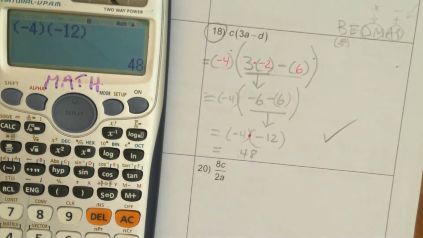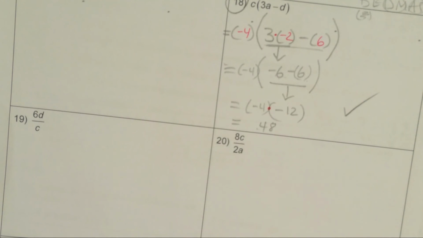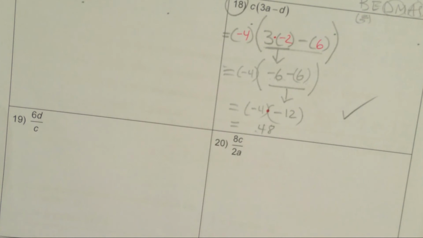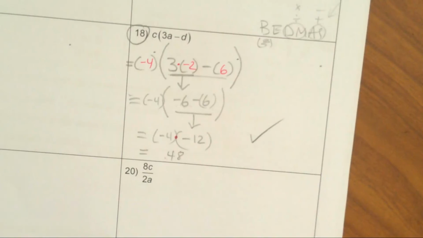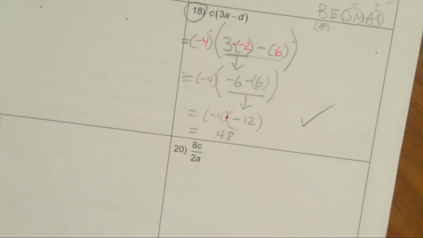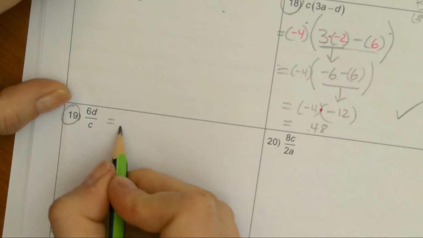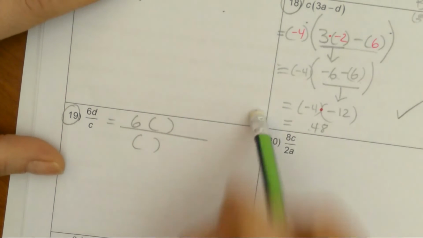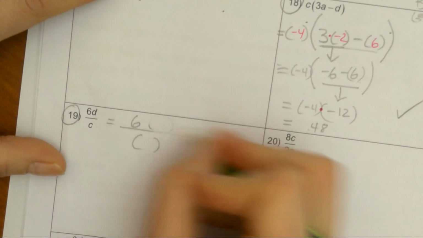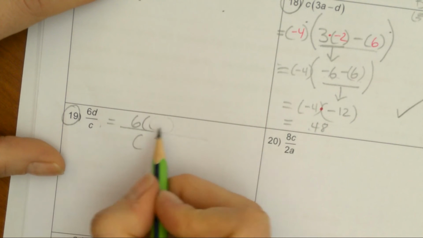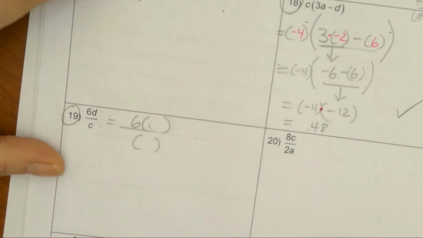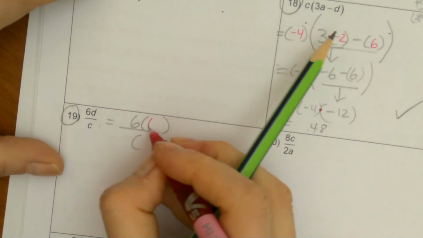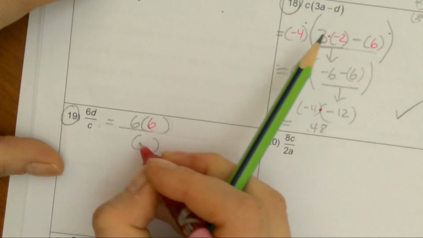Let's do number... which one? Let's see. Oh, did I skip a page? No. Okay. Let's do 19. So 6 bracket bracket bracket bracket. Let's put the brackets closer so it's touching. See? Okay. So D, I said, was 6, and C was negative 4.